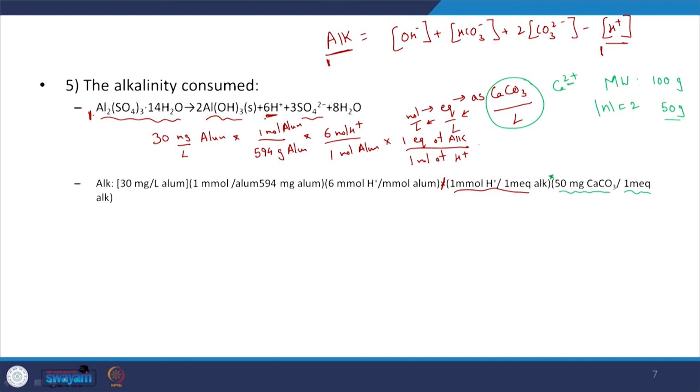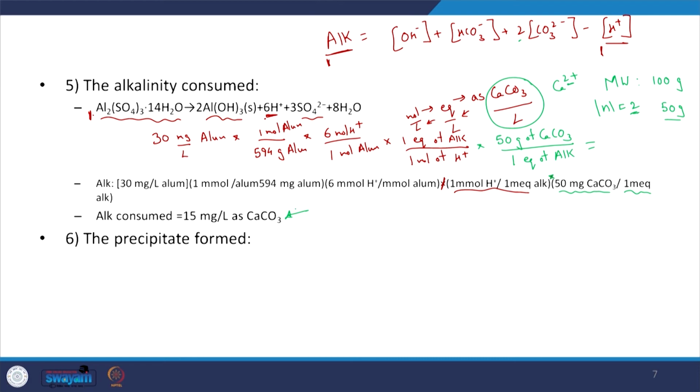So, I have to multiply that, 50 grams of CaCO3 per 1 equivalent of, let us say, alkalinity, let us see. Yes, again in terms of alkalinity here. Okay, here I see that it's not with respect to charge, but CO3 2 minus, but even then you can see that 2 is the relevant factor. So with that I will get my relevant answer, 15 milligram per liter as CaCO3, right. So with that I am done with the alkalinity consumed.